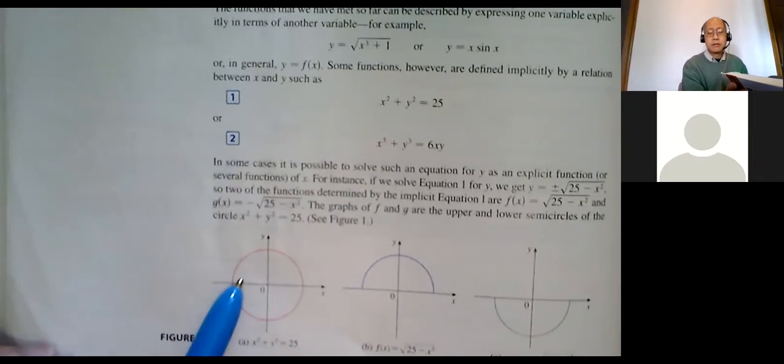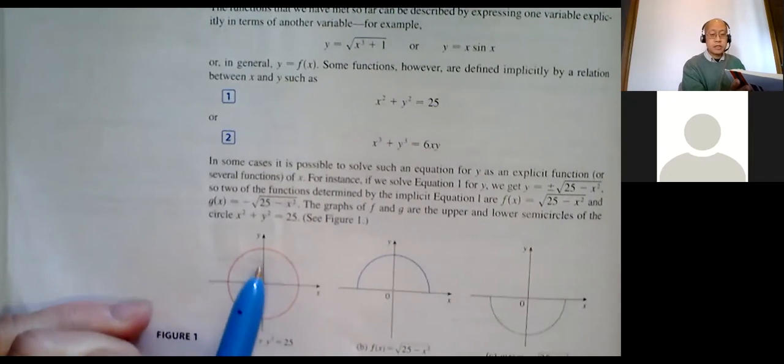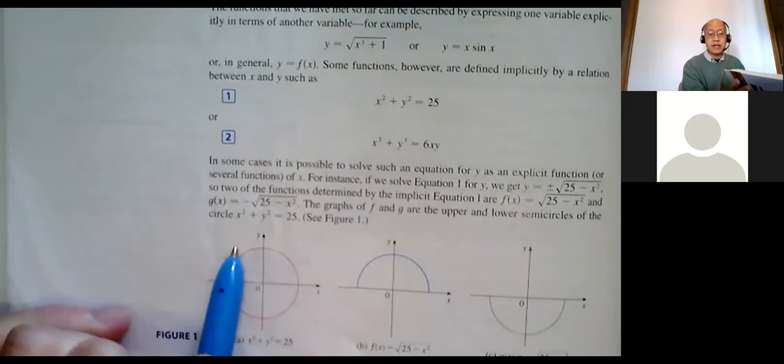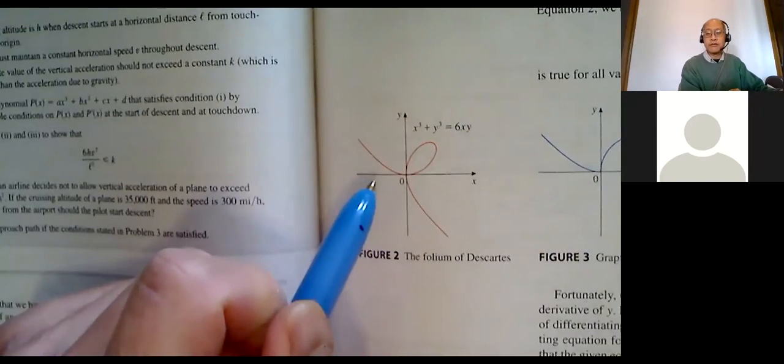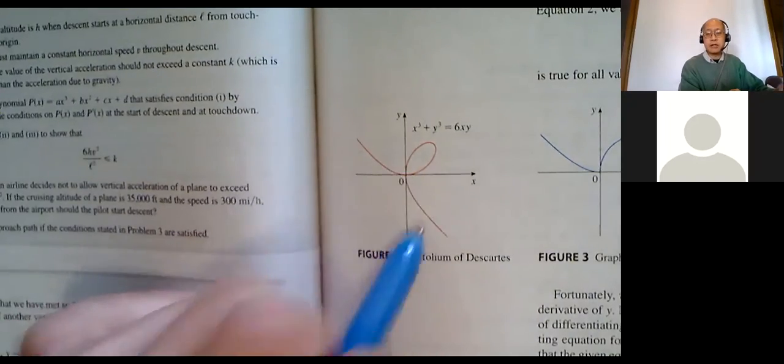Nevertheless, just because a graph isn't a function doesn't mean you shouldn't be able to talk about a tangent line, right? If you have a circle, it's not a function, but you can talk about a tangent line there or there. And likewise for this Folium of Descartes, you can talk about a slope of a tangent there and there and there and there and so on.